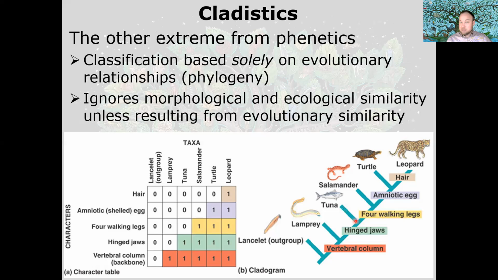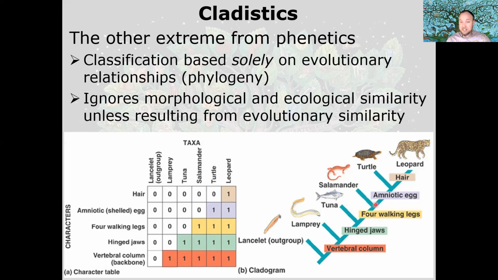The next step up on this particular cladogram is 4 walking legs. Tuna do not have 4 walking legs. Salamanders do. And so the way you kind of read this cladogram is at this point on the line here, 4 walking legs develops. Everything before this part doesn't have 4 walking legs, and everything after does. So let's go to the next step.